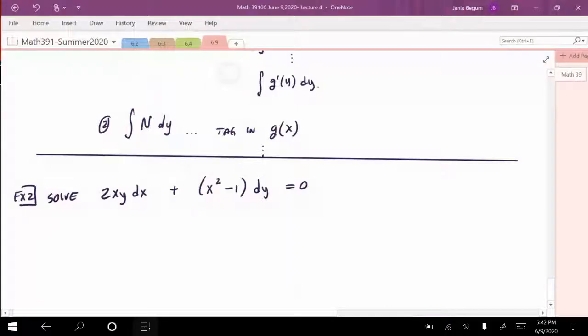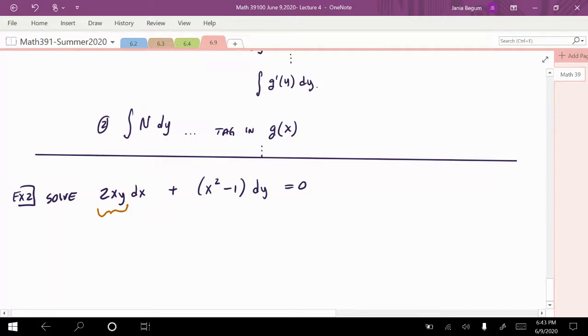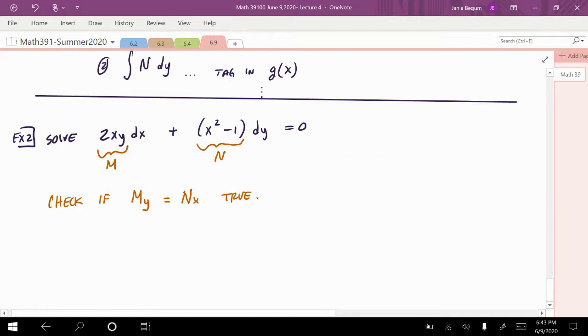So this function is m, right? It's next to dx. The other function is n because it's next to dy. So that's another way you can remember. So we want to check if I take m and its partial with respect to y, is it equal to n and its partial with respect to x? Right? We want to see if this is true.